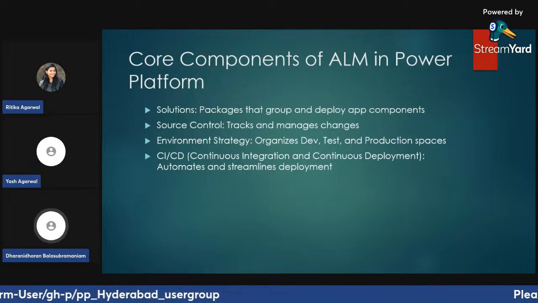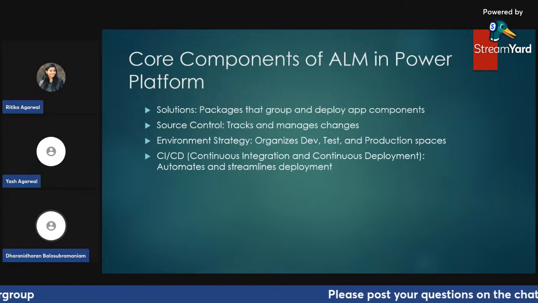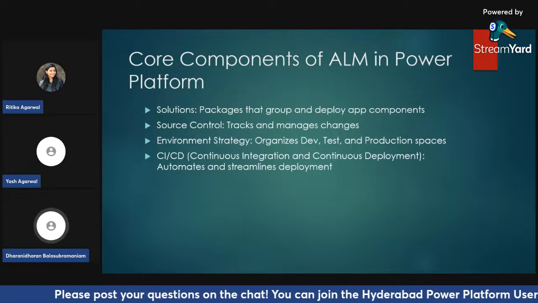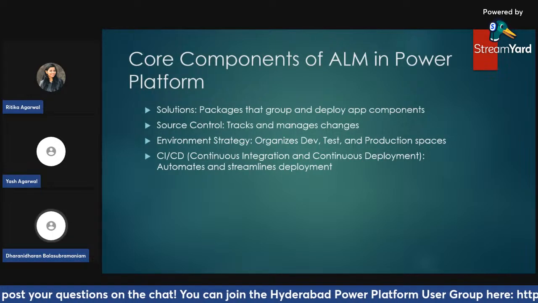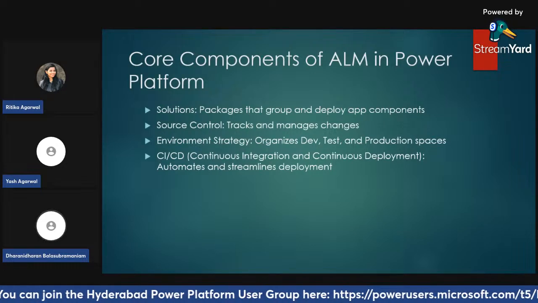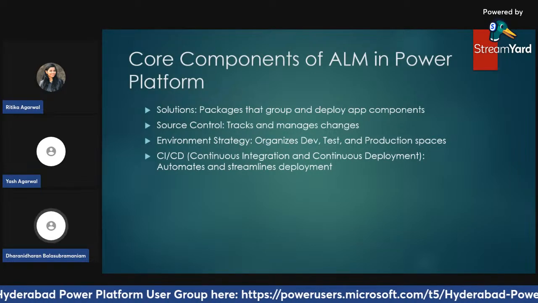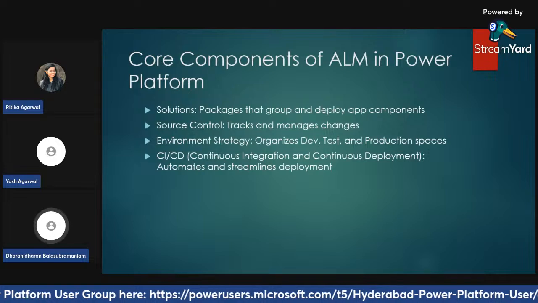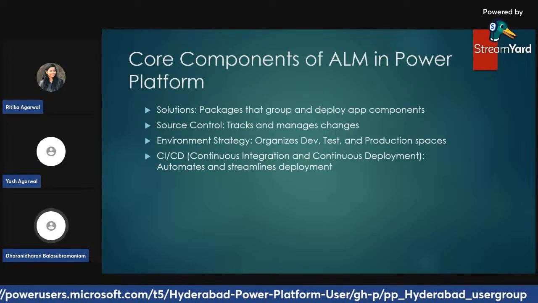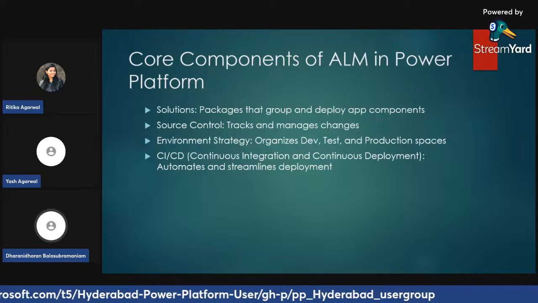And then there is the environment strategy. Typically we separate environments into development, testing, and production. Some organizations will have UAT and pre-prod, and some organizations won't have the UAT and the pre-prod environment. This strategy helps us manage changes without impacting the live user. For example, the development work will happen in the dev environment, where it is safe to experiment.